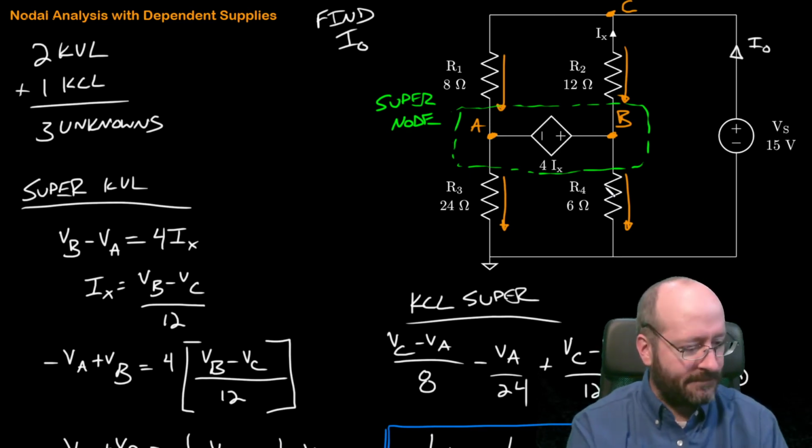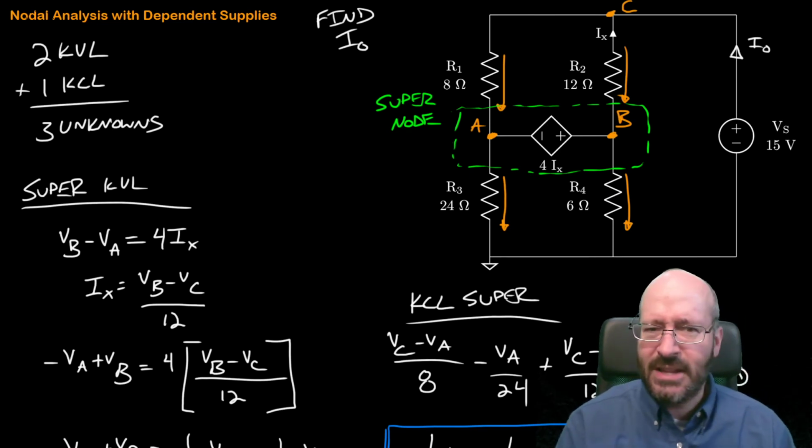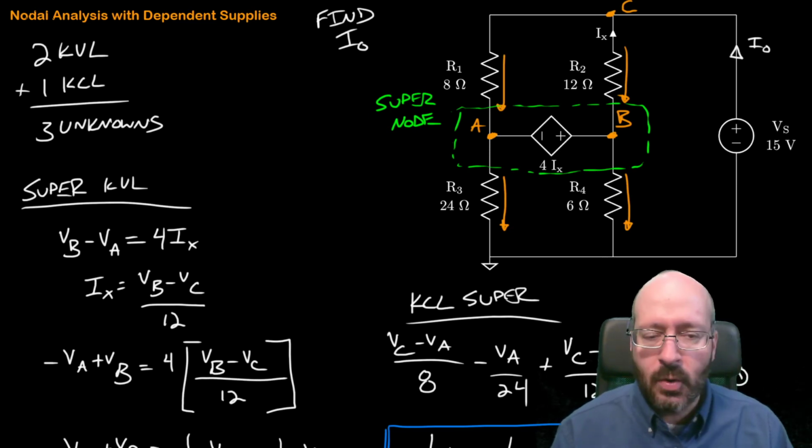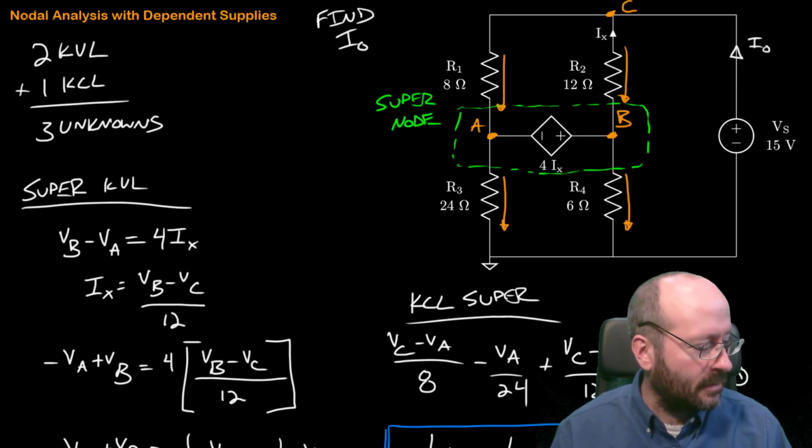Again, where I would usually, I need a coin. I would usually ask you which one do you want to do, node C or ground? They're going to get you the same answer. Hold on, let me find a coin.